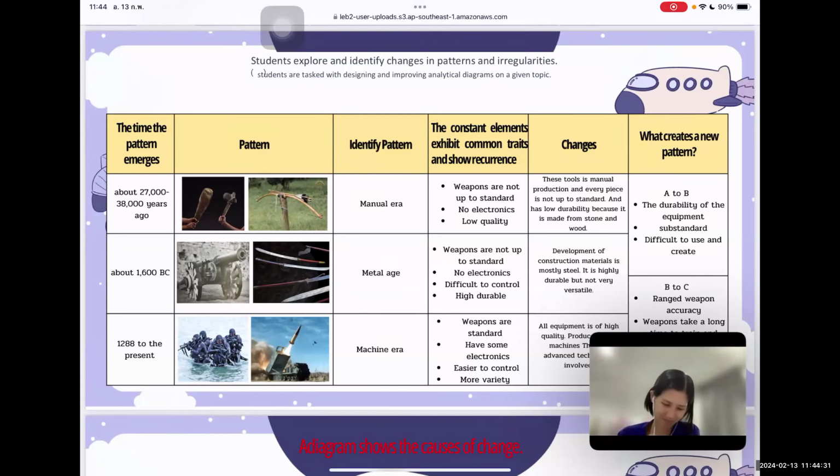So humans had to develop materials, using steel to make weapons. It makes the weapons have more quality and durability, but they still don't have much technology and are difficult to use until the machine era. All weapons come from technology, with high quality and durability, convenient to use, and a lot of variety. Thank you.